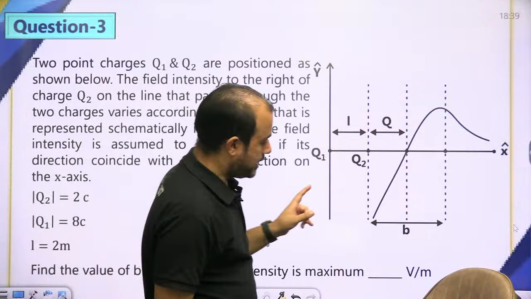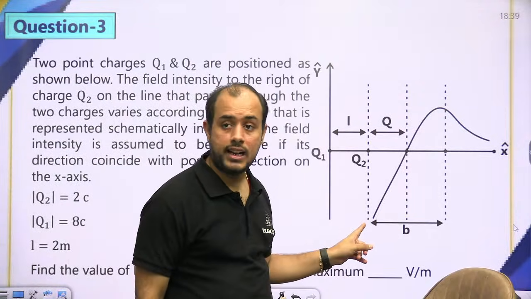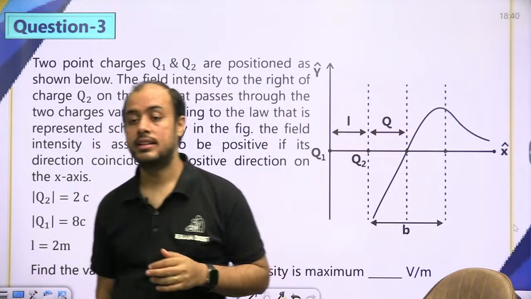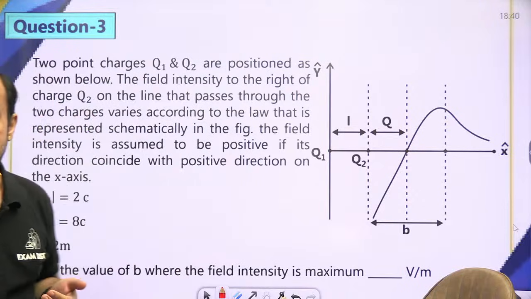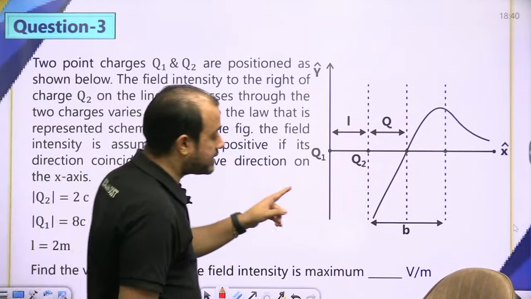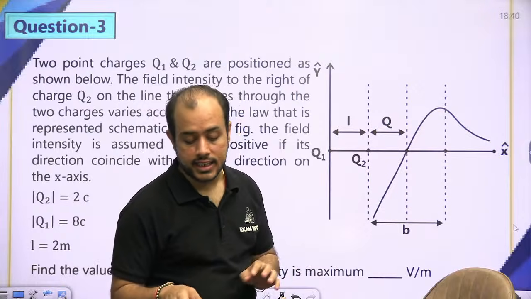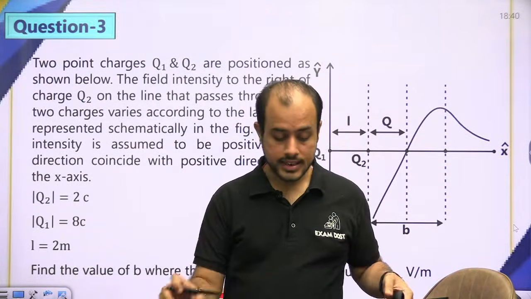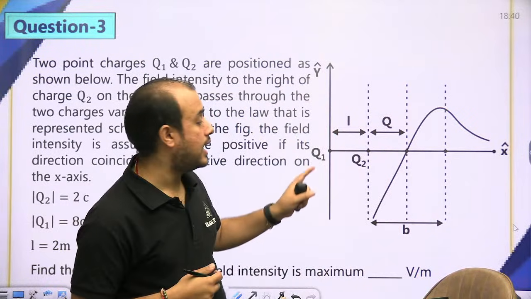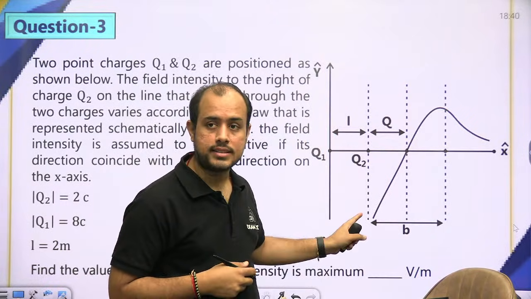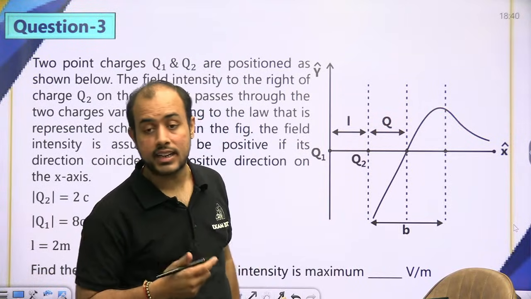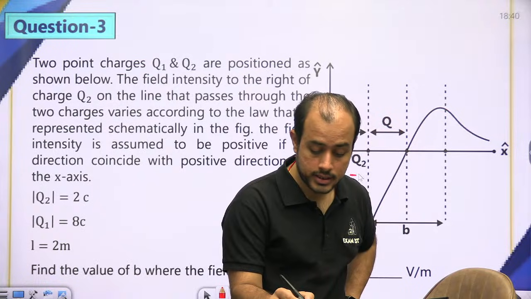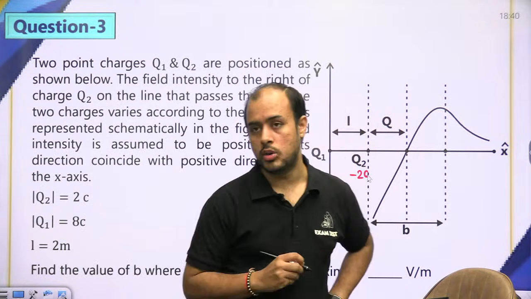Now, beta, if you see, the electric field near Q2 is minus infinity. Why? Because Q2 should be a negative charge. That is why the electric field is negative and it is infinite. Why is it infinity in the negative, beta? Because at Q2 the distance from Q2 is 0. So the electric field is infinity and it is negative, which means Q2 is minus 2 Coulomb.